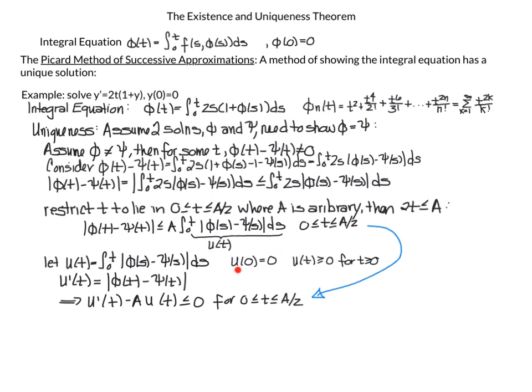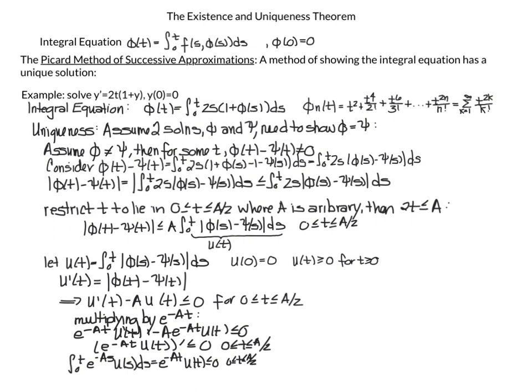Then I can also observe that u of 0 is equal to 0, because if I plug in t equals 0, I'm integrating from 0 to 0, so I get 0. I can also observe that u of t is greater than or equal to 0 for t greater than or equal to 0 because of the absolute value. And if u of t is equal to the integral of this, then u prime of t is just what's inside the integral. If I subtract a times u of t from both sides, I get u prime of t minus a u of t is less than or equal to 0. Now you can see that I have a linear differential equation. It was in disguise, but by using u of t, it's easier to see.